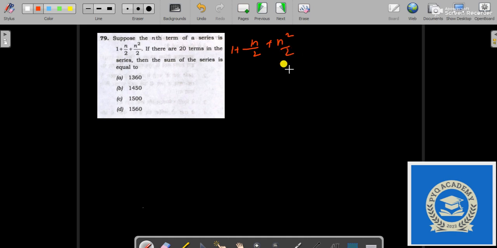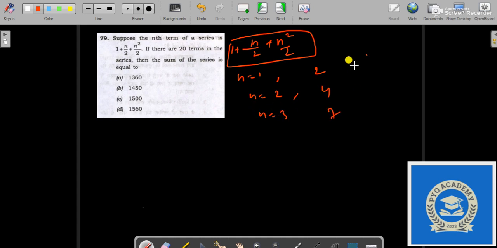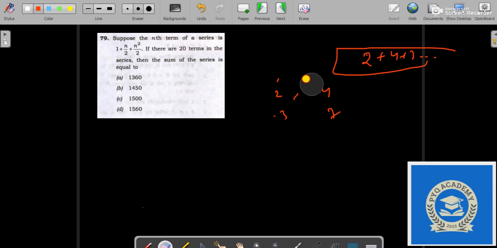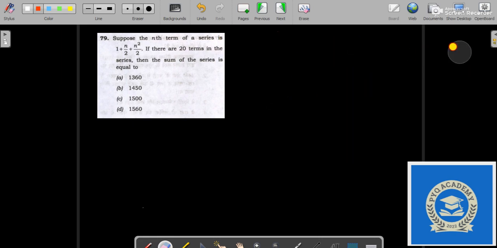So when you put n equals 1 you will get 2, for n equals 2 you will get 4, and for n equals 3 you will get 7. So what will be the answer by adding 2, 4, 7, and so on up to 20 terms? Let's apply some logic here, and we will also need some concept.